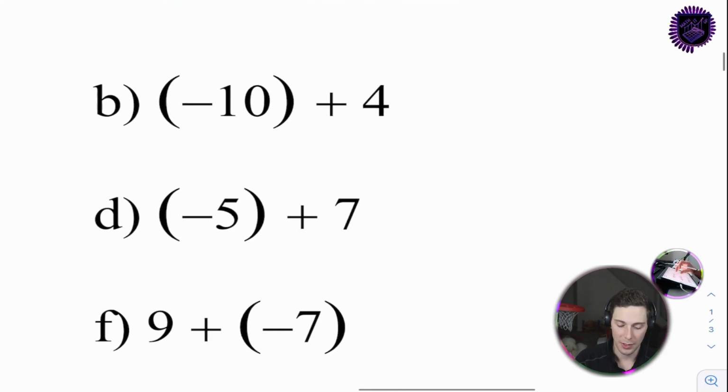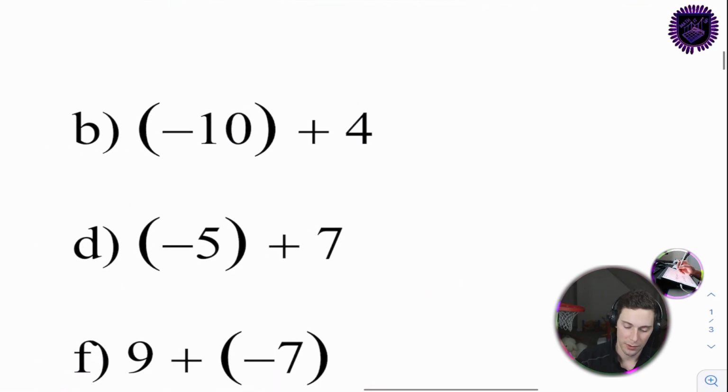B, negative 10 plus 4. So this is going to be moving to the right, making the number larger by 4, moving back towards 0 or back in a positive direction. This is going to be negative 6 here.